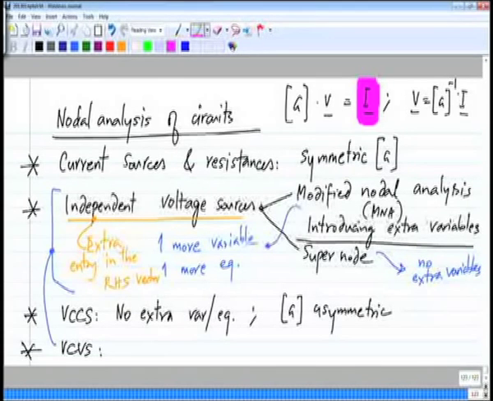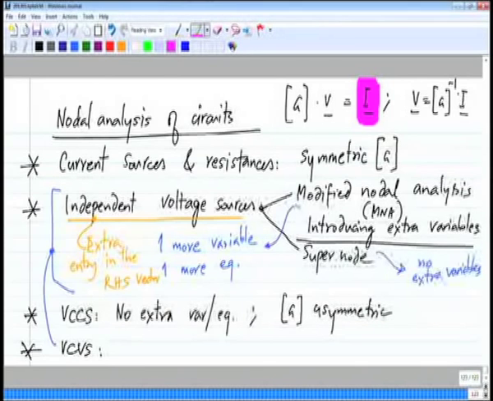Now, this modified nodal analysis, you use it when you are doing things with a computer, mainly because it's a systematic way of setting up equations and solving them. When you do the super node business, it's a little more ad hoc, but it reduces the number of equations. So when you're doing hand analysis, you use the supernode. Okay. So any questions on these things?